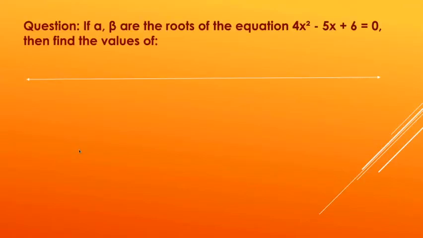Now we will do exercise 2.4, question number 2. Question number 2 is, if alpha and beta are the roots of the equation 4x square minus 5x plus 6 is equal to 0, then find the value of. We are going to do question number 2, part number 3. 1 over alpha square beta plus 1 over alpha beta square.